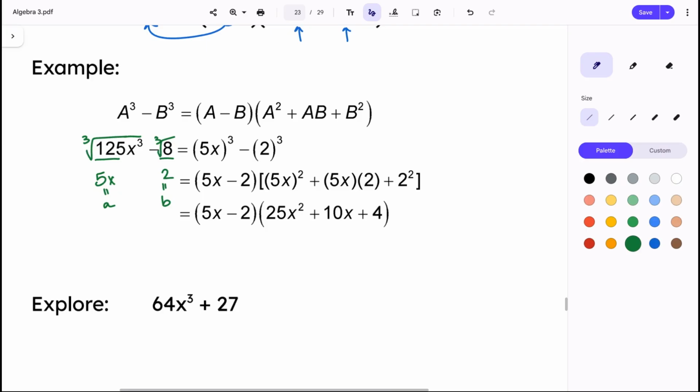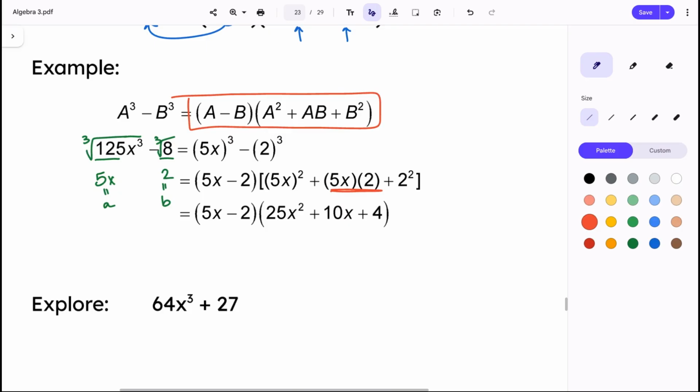Then if we follow this rule that they have written out up here, in the first set of parentheses, you do your a minus b, so 5x minus the 2. And then you square the a term, which is the 5x, so you see how they have 5x squared. And then the middle term is your a times your b, so just the 5x times the 2. So that's getting me to here. And then the last term is just your b squared, which is the 2 squared.